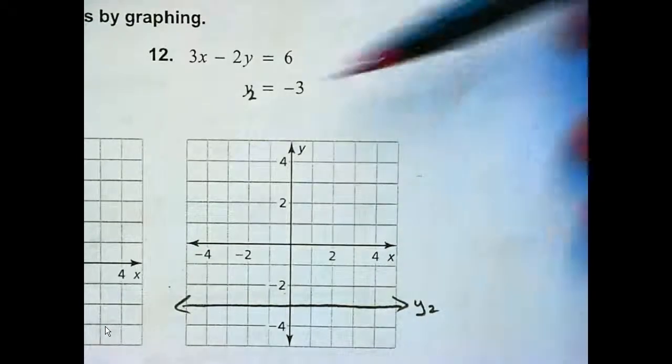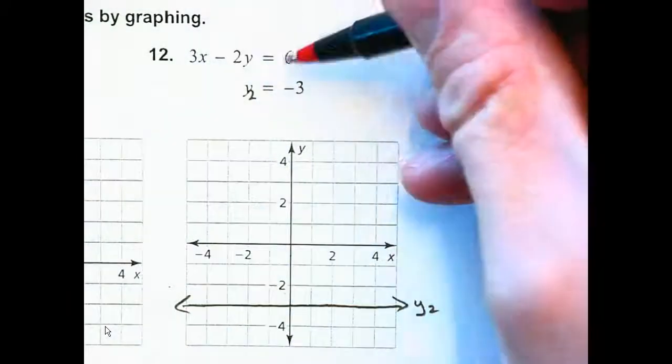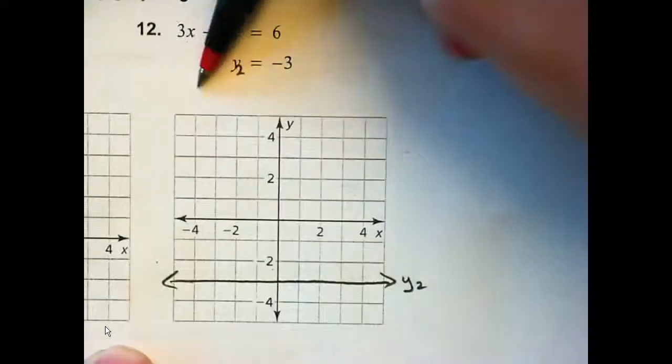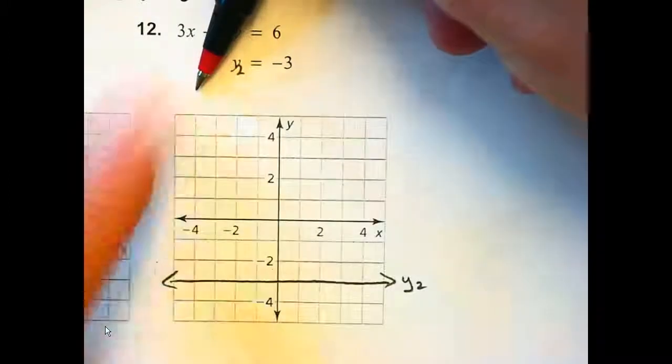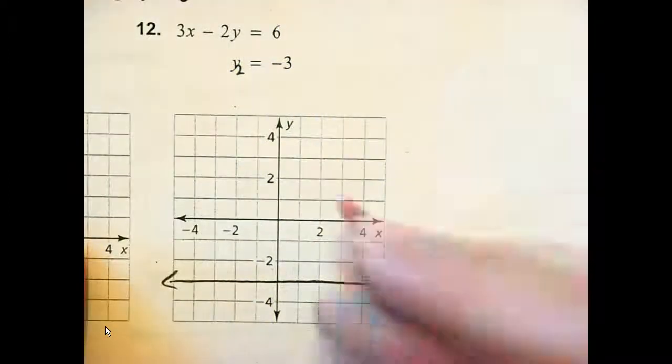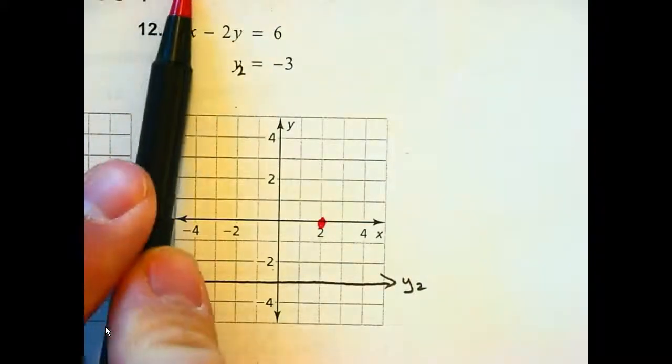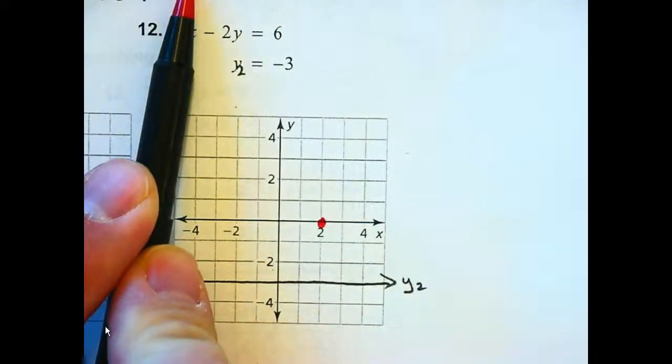always try using your intercepts. So, does 3 and negative 2 both go into 6? Yeah, so 3 times what is 6? 2. So your x-intercept is 2. Negative 2 times what is 6? Negative 3. So your y-intercept is negative 3.